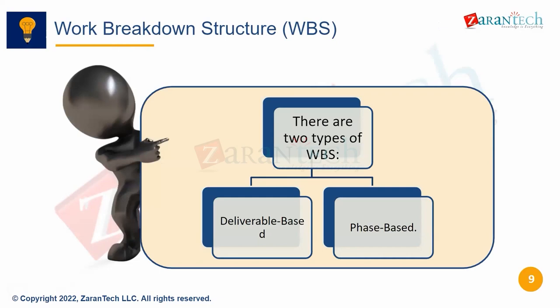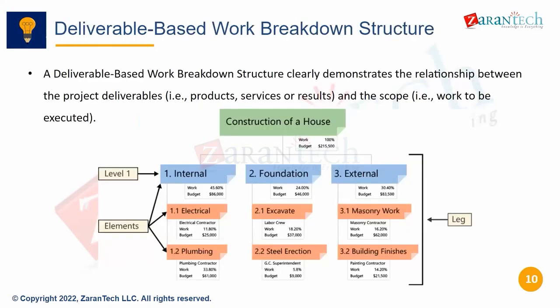We saw this, how the WBS elements are there, delivery based, phase based. This is another picture. Okay, this is again a house construction. So delivery based, it demonstrates the relationship between project deliverables. Deliverables can be products, services, or results like outcome. And the scope, work to be executed.